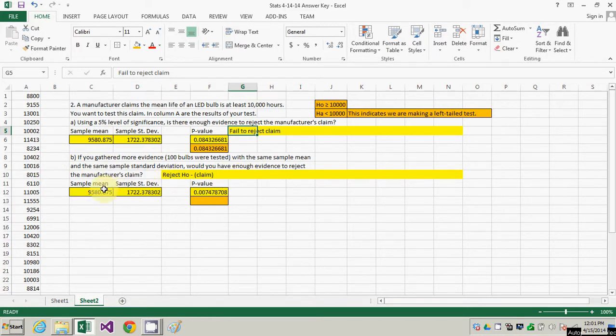So everything from part A is exactly the same. The sample mean, I just copied down. Sample standard deviation, I just copied from above. And the p-value is using the NORM.DIST function. The only thing that's now changing is the sample size, the value for n, the 100 as stated up here. So I'll go over that as well.